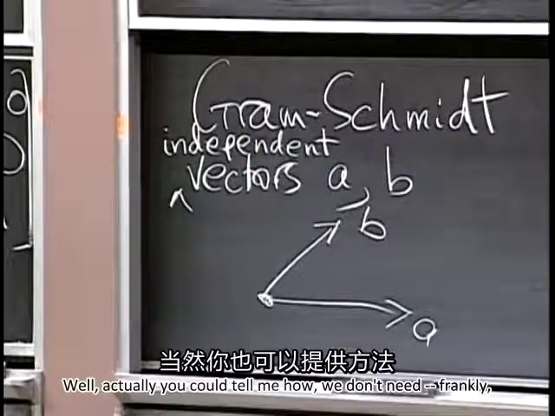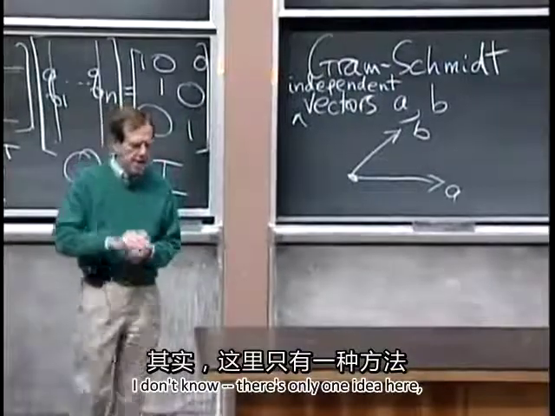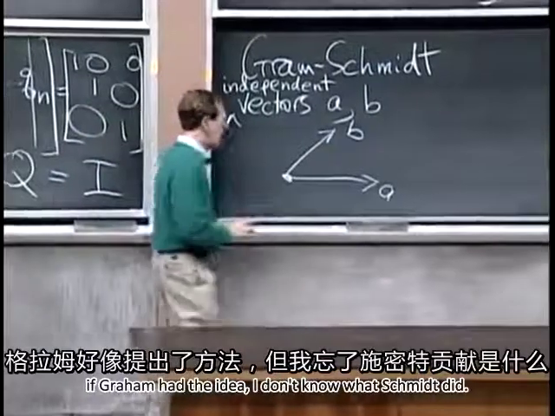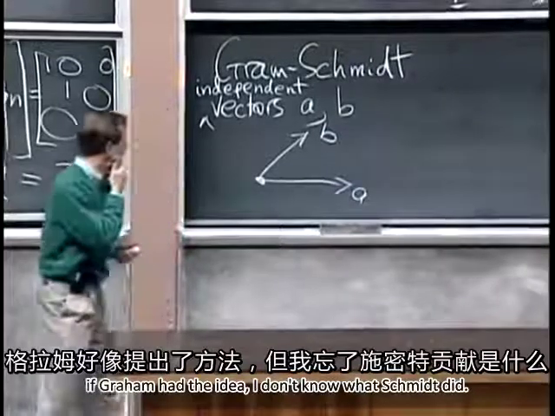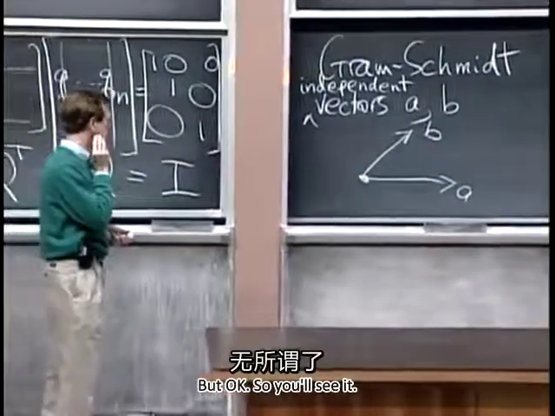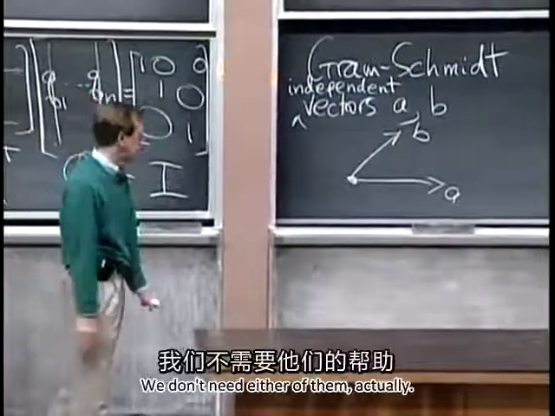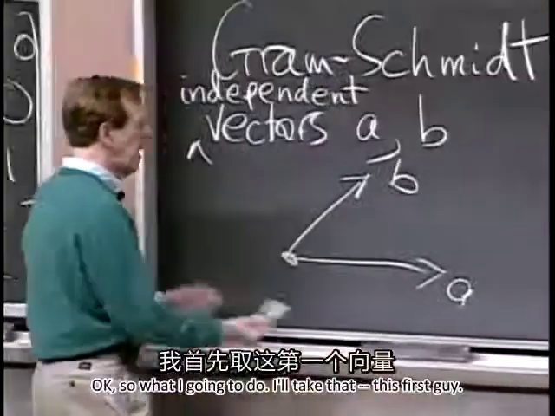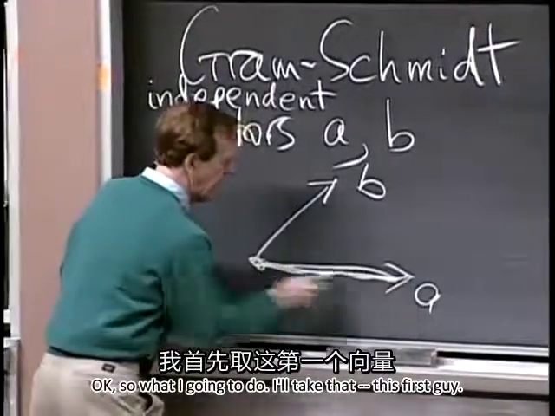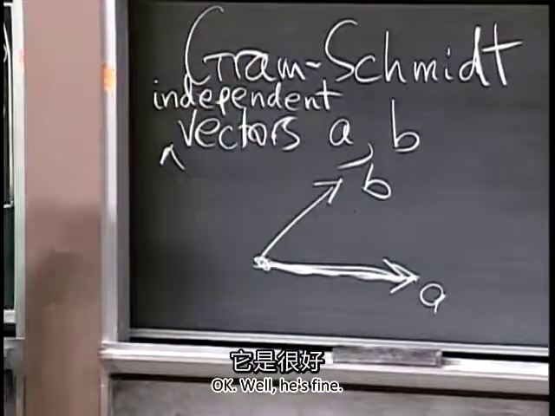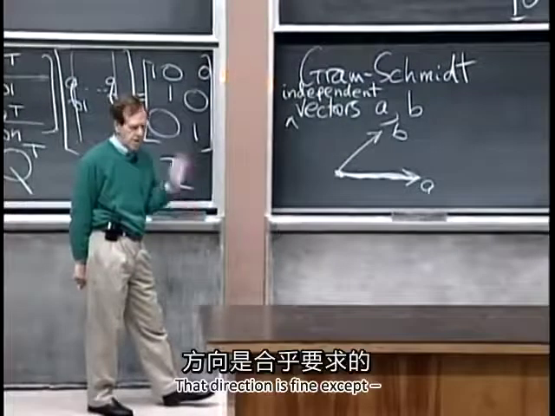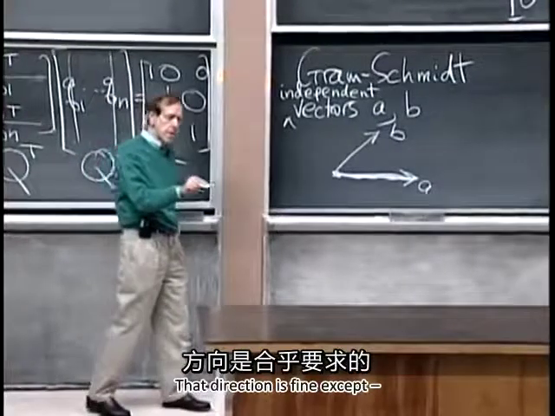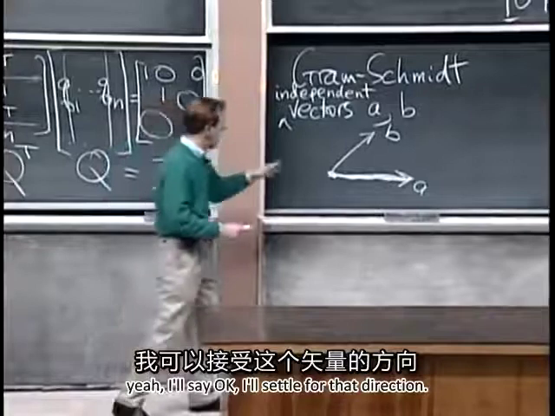Okay. Well, actually, you could tell me how. There's only one idea here. If Gram had the idea, I don't know what Schmidt did. But, okay, you'll see it. We don't need either of them, actually. Okay, so what am I going to do? I'll take this first guy. Well, he's fine. That direction is fine. I'll settle for that direction.